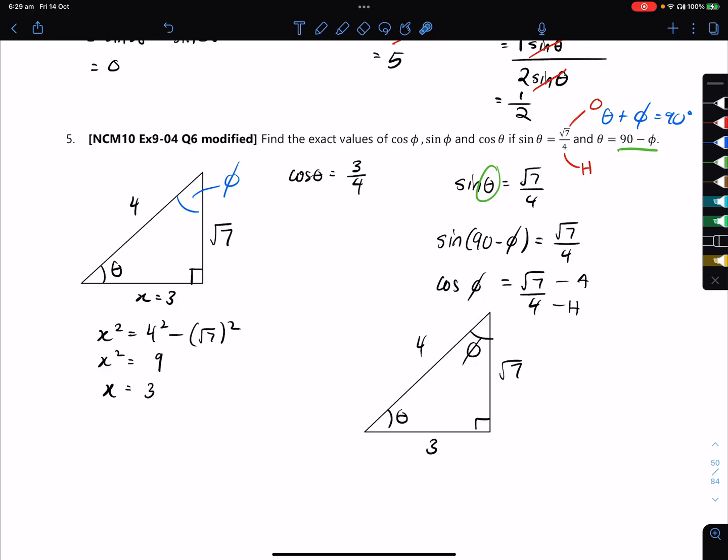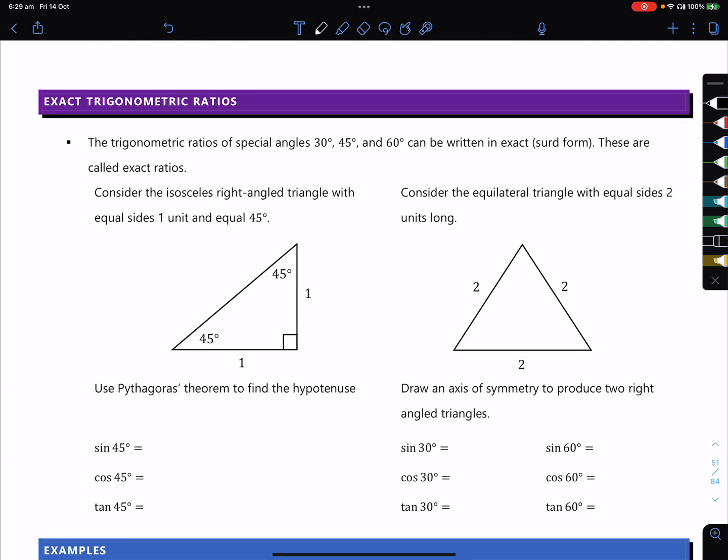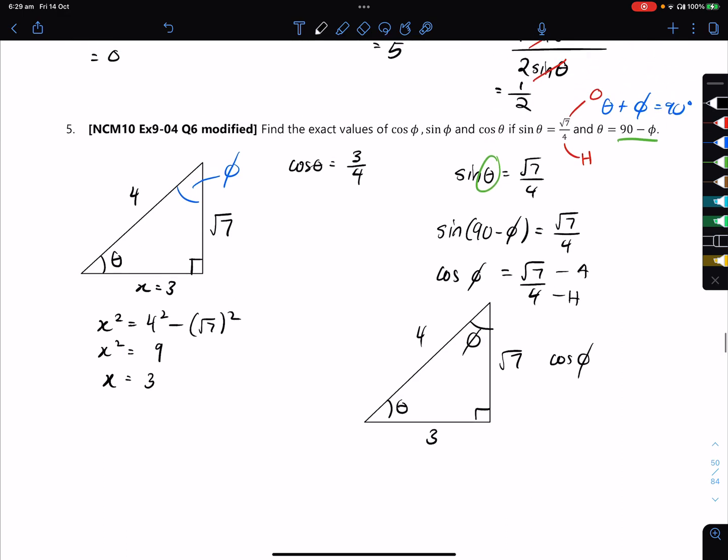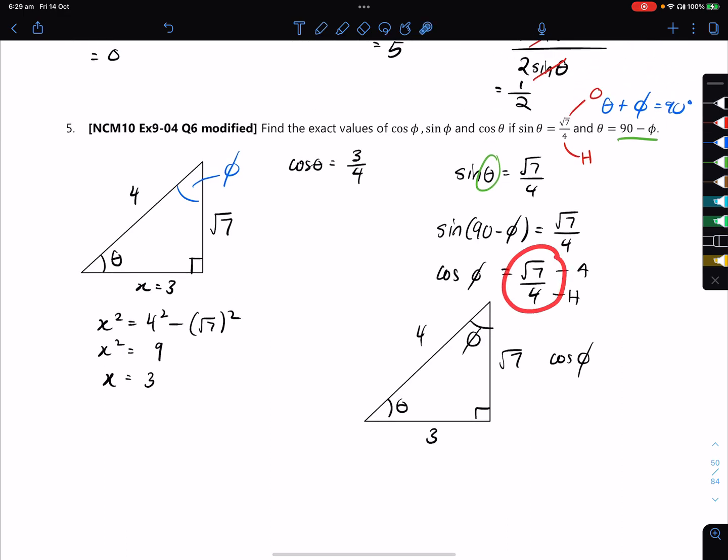Now that we have that, what is cosine of phi? Cosine of phi we actually already found, which is root 7 over 4. So we've done that. But what's sine of phi then? Sine of phi would equal opposite, which is 3 over hypotenuse of 4.